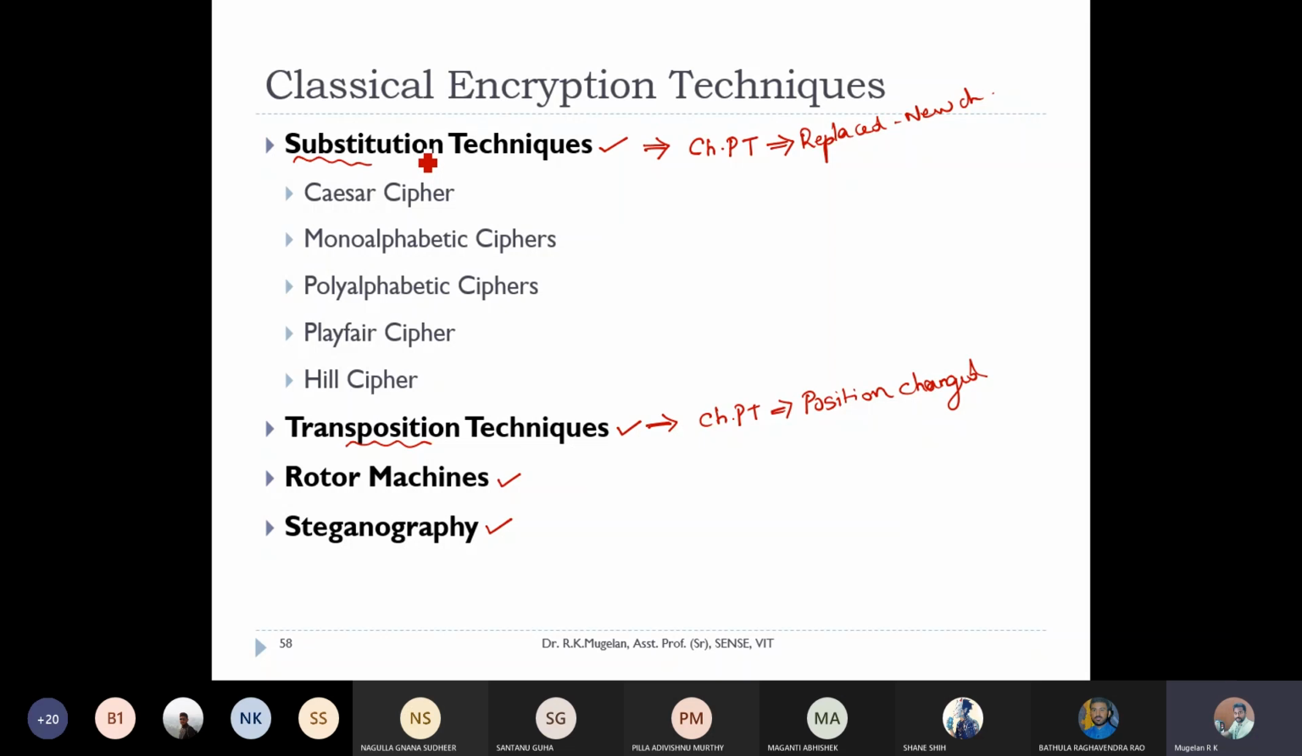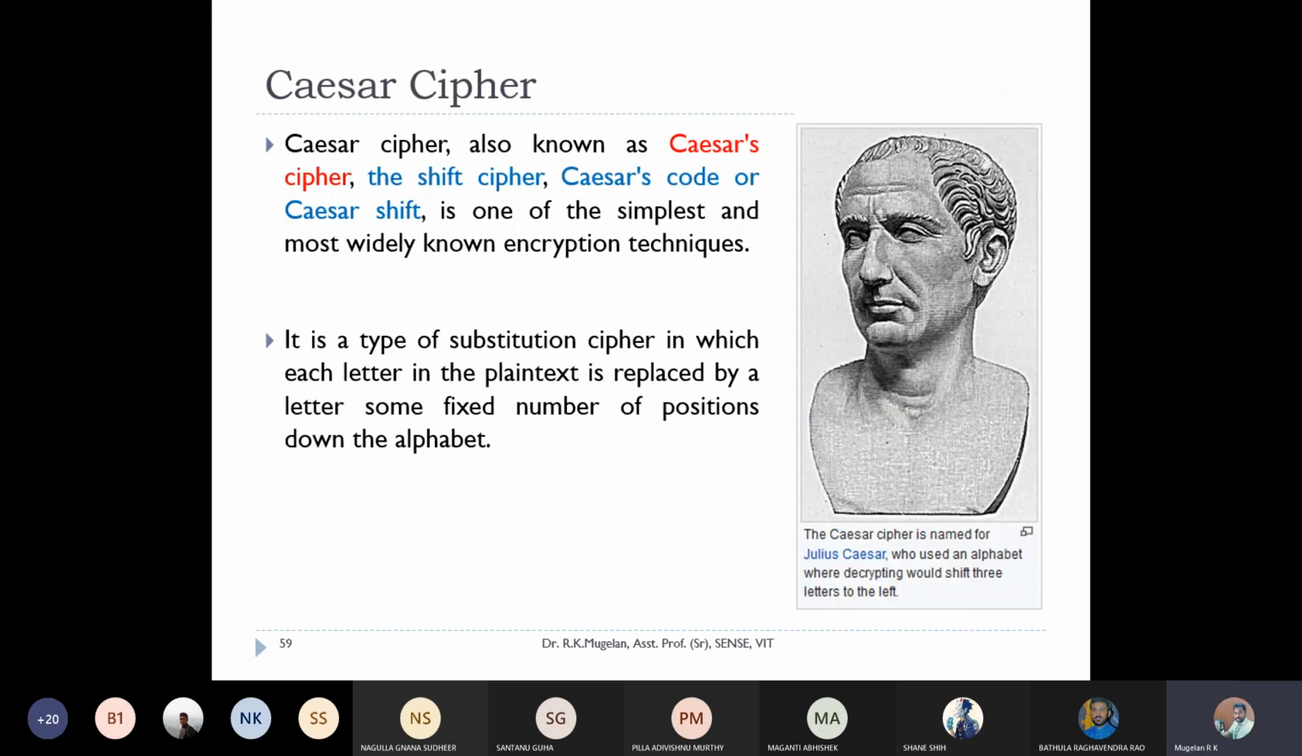Under the substitution techniques, we'll go through Caesar cipher again. Then how the Caesar cipher evolved towards monoalphabetic cipher, then polyalphabetic, and Playfair and Hill ciphers, some of the key breakthrough techniques found in the history of cryptography. To start off, we already had a brief introduction to Caesar cipher. Caesar cipher is also called a shift cipher or Caesar's code or Caesar shift.